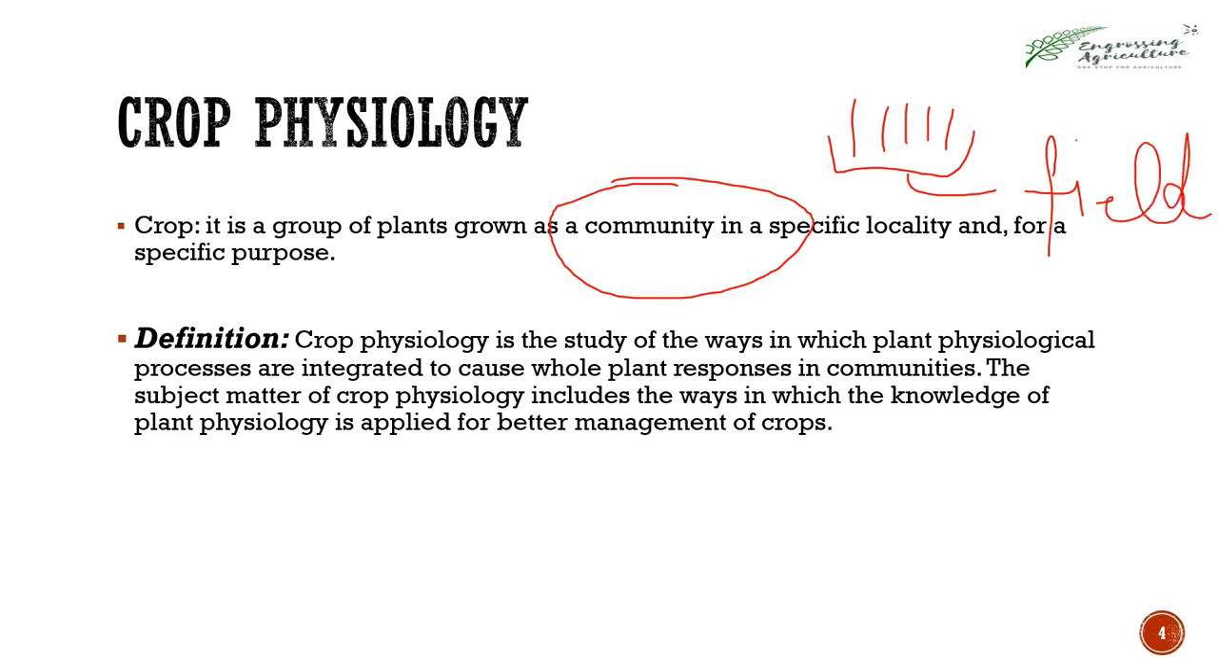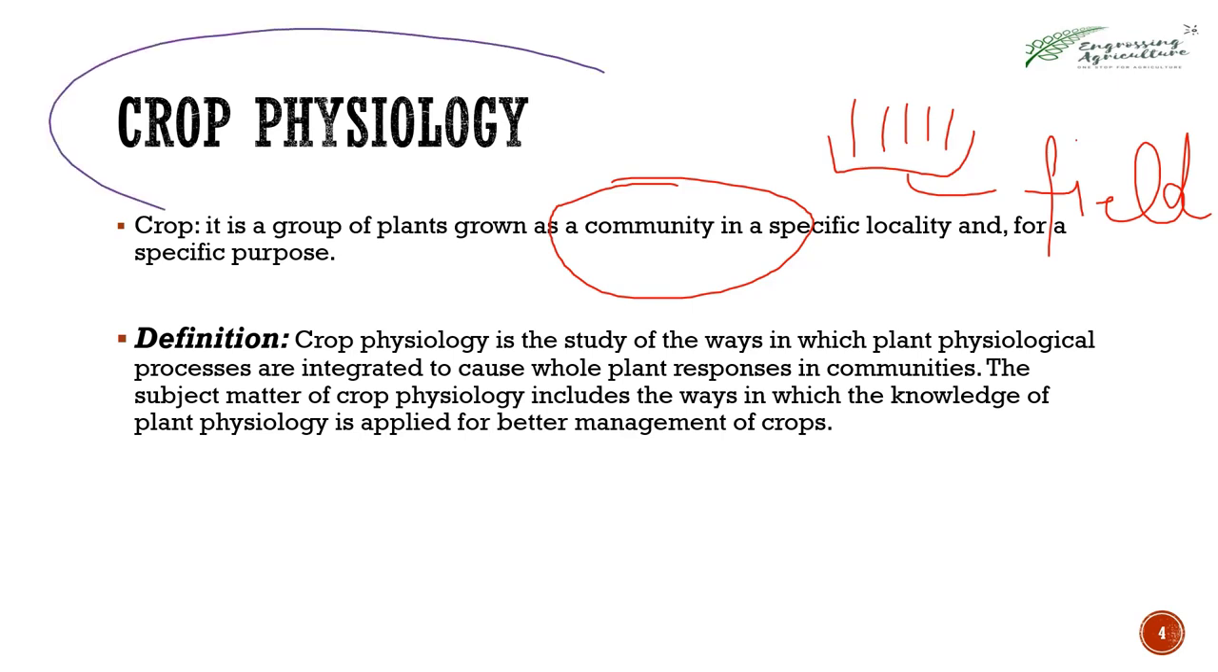For a specific purpose. For example, if you are growing cotton in a specific locality, means in 1 acre, what is the purpose? Our purpose is not to improve the environment, not to help in providing oxygen to us. Purpose is more economic. We need to extract the cotton fiber from the cotton. Similarly, in plantations, tea, coffee, rubber, all these plantations will need community plant growth in a specific locality and specific purpose. What is crop physiology?